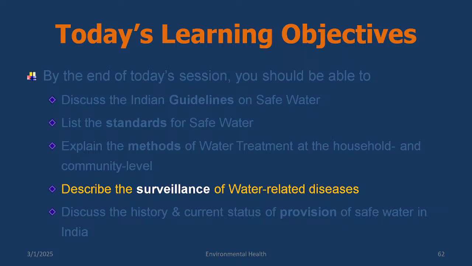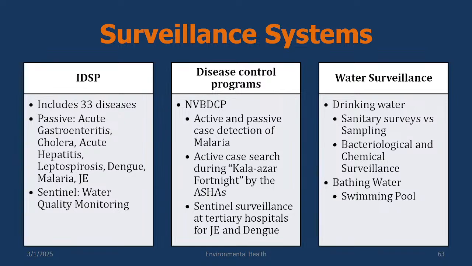Okay, now quickly surveillance and then the last part. So surveillance, there are 3 main systems. One is IDSP. We will have a separate long class on IDSP. Disease control programs have their own surveillance system. So it can be active, it can be passive, it can be sentinel surveillance. And for water surveillance, drinking water, there are sanitary surveys and sampling.